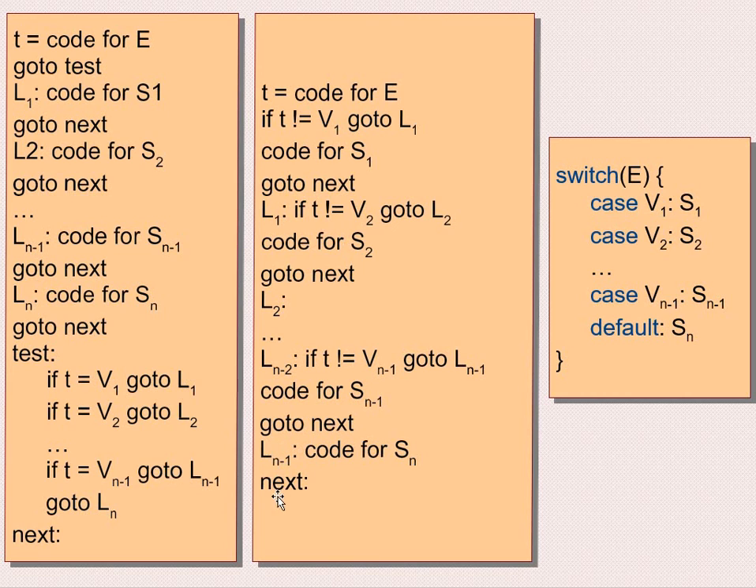So for Ln minus 2, if T is not equal to Vn minus 1, then we will goto Ln minus 1. If this condition becomes true, we go on with code for Sn minus 1 and goto next, so that next will be executed. Like this manner, we can represent the switch in this intermediate representation. Okay, thank you.